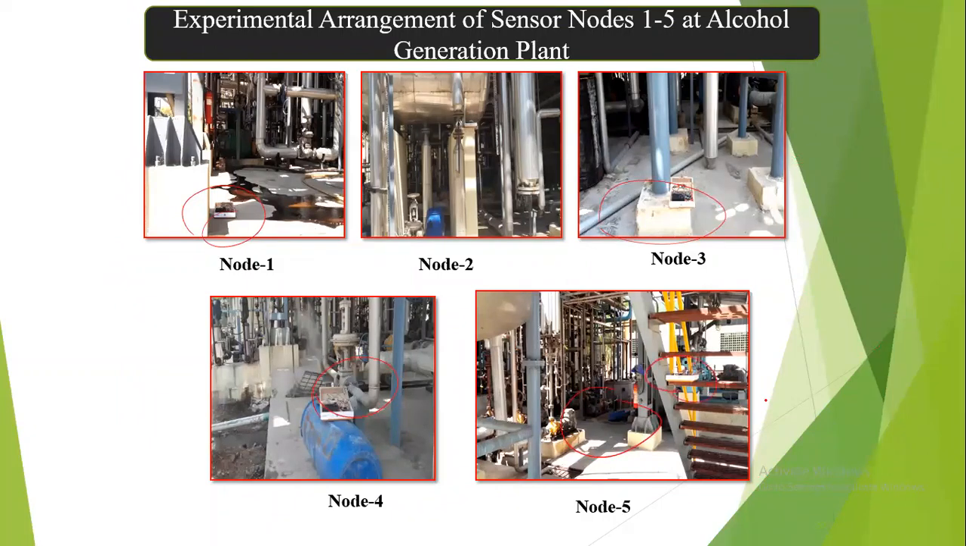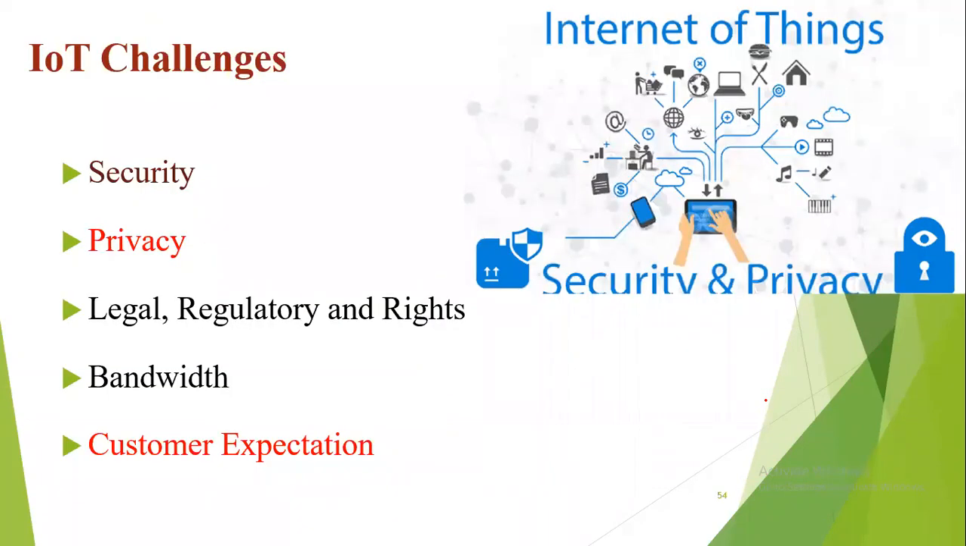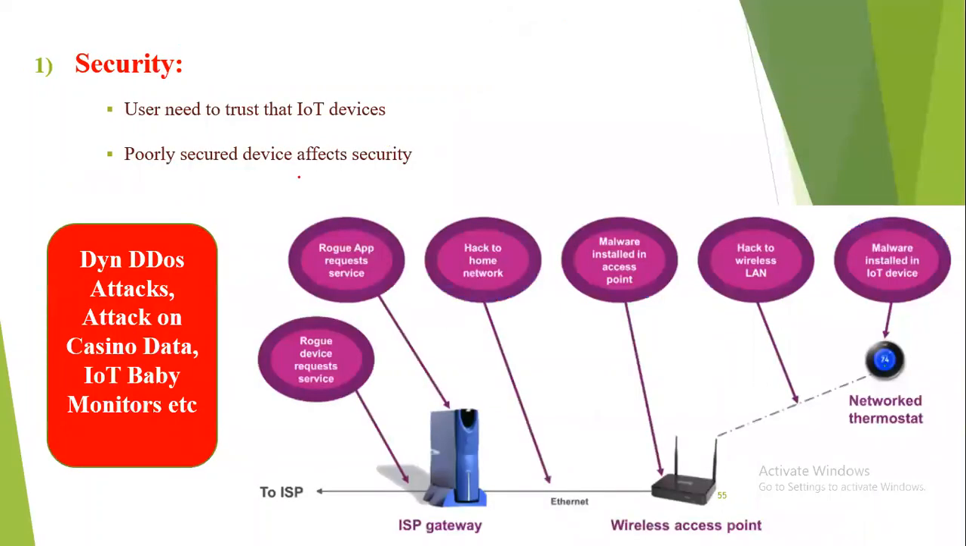So you can design your own system, but this advanced technology has some challenges: security challenges, privacy, some legal challenges, some bandwidth problems, and some customer expectations. The first one is security. Security is not new in the area of information technology, but the user needs to trust that these IoT devices are secured from malpractices, and that the related data services are secure.